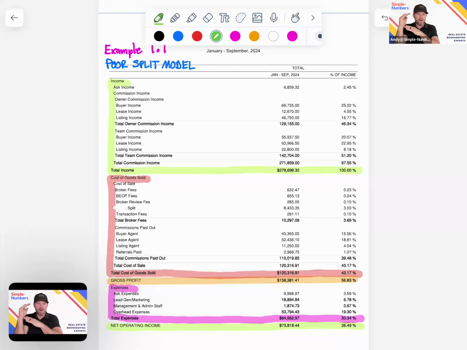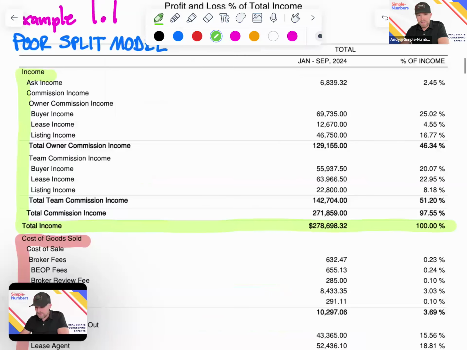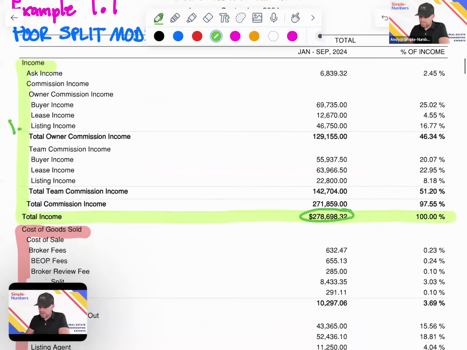Some others want a more small, tight-knit team where the profit margin is much higher. Well, then our split model has to be correct for that one as well. So let's jump into this example here. As you can see in the first section, section 1, income, the total income there is 278, almost 279.